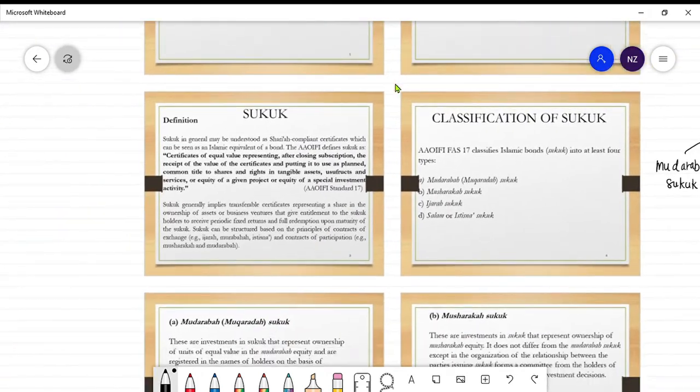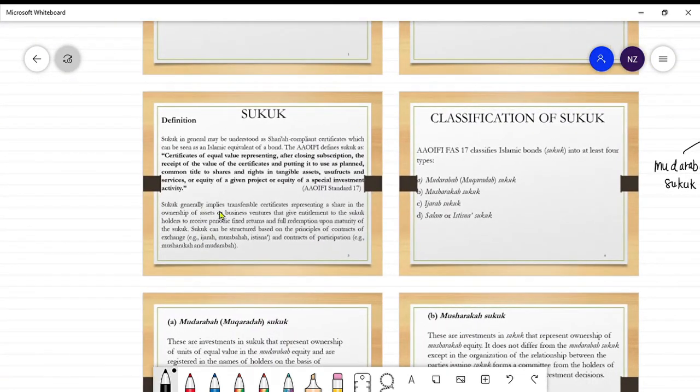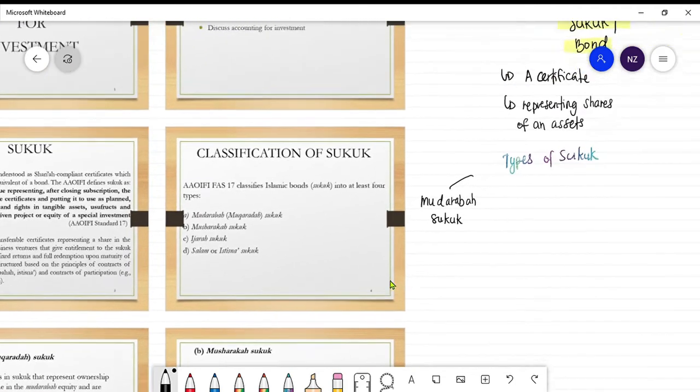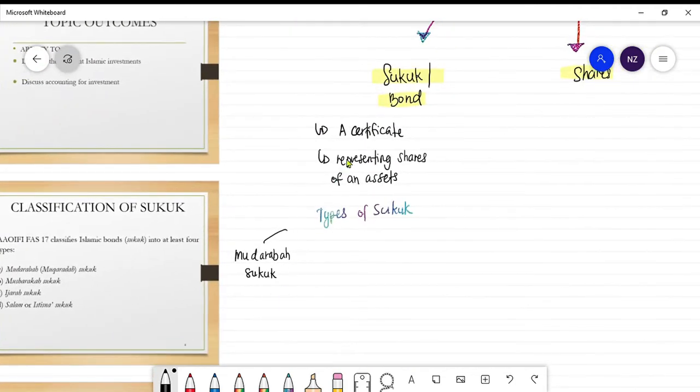sukuk or bond generally implies a transferable certificate representing a share in an ownership of an asset or business venture that gives entitlement to the sukuk holders to receive periodic fixed return and full redemption upon maturity of the sukuk. Means that I've just summarized the definition of sukuk here.